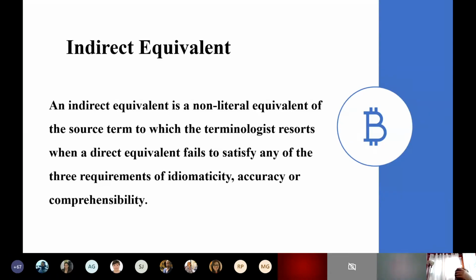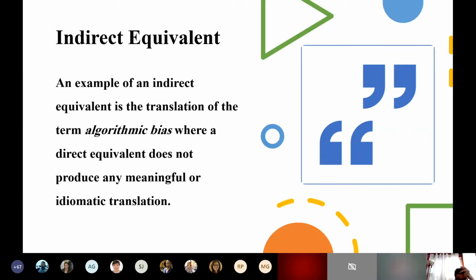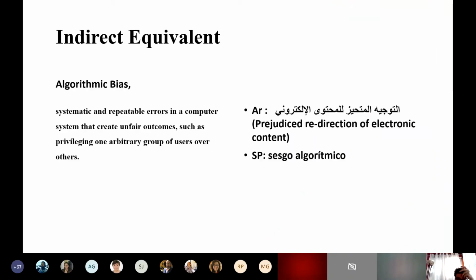An indirect equivalent is a non-literal equivalent of the source term, to which we resort when a direct equivalent fails to satisfy the requirements of idiomaticity, accuracy, or comprehensibility. An example is the term algorithmic bias. As you can see from the definition, it is systematic and repeatable errors in a computer that create unfair outcomes. You are biased towards a certain culture, a certain group of people, so you change the algorithms to reflect your biases.